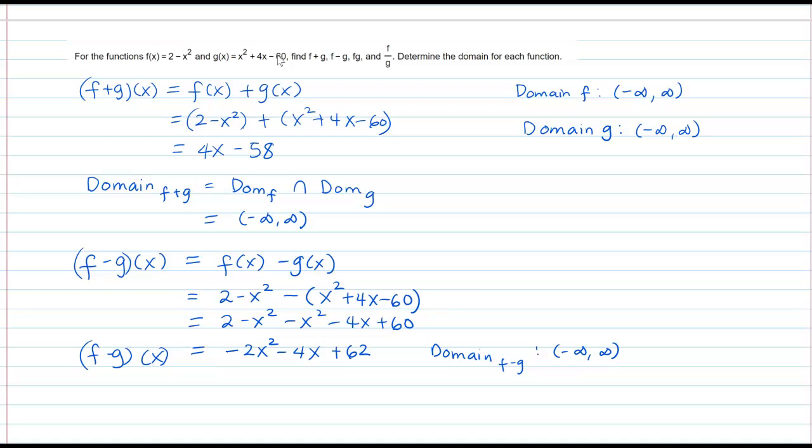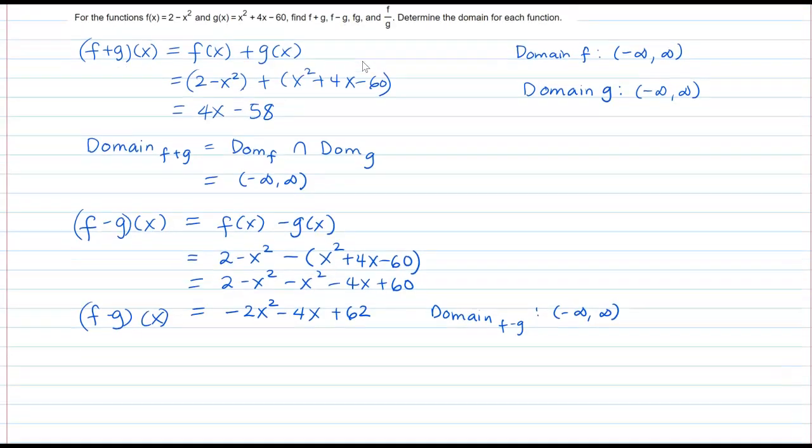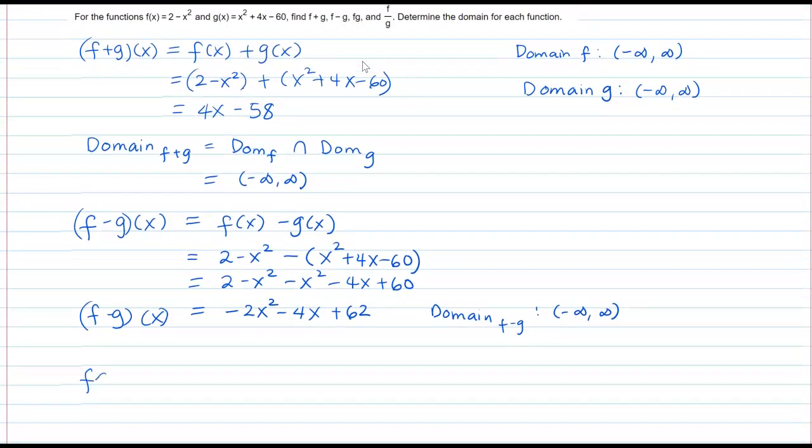Next, we are to find f times g. F times g of x. So f times g, or fg of x, is the same as f of x times g of x. So this means that you have to multiply 2 minus x squared times x squared plus 4x minus 60.